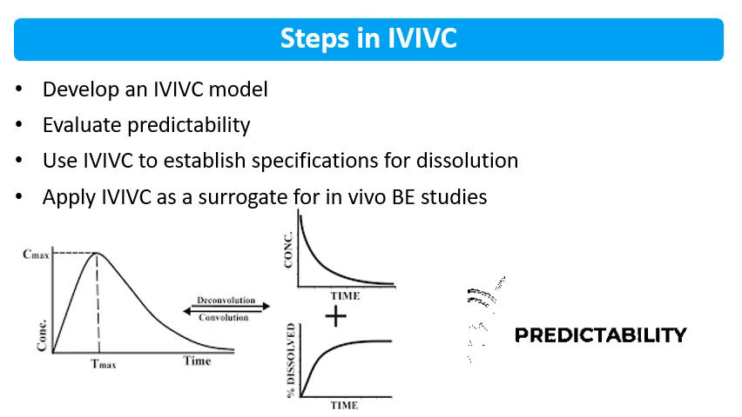In IVIVC, convolution deconvolution is involved, and convolution deconvolution means predicting or back calculating the dissolution versus in vivo response, that is in vivo absorption. In simple meaning, convolution deconvolution means establishing a relationship between the drug released versus drug absorbed.